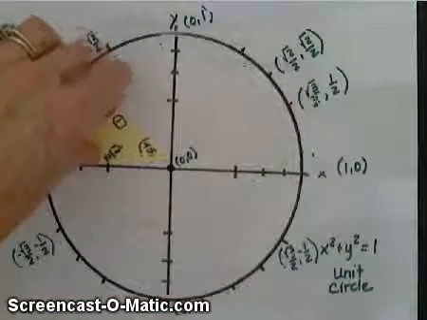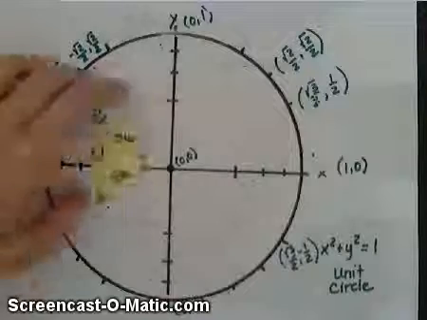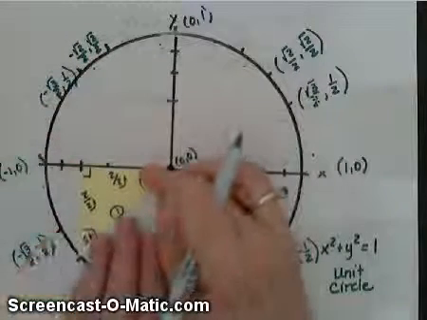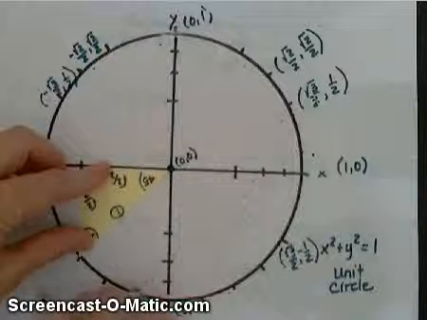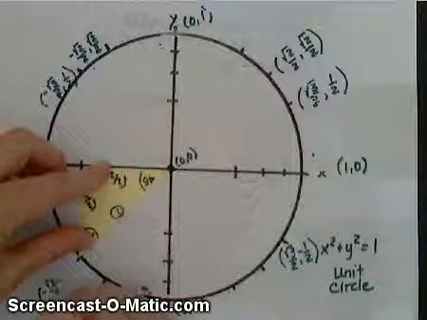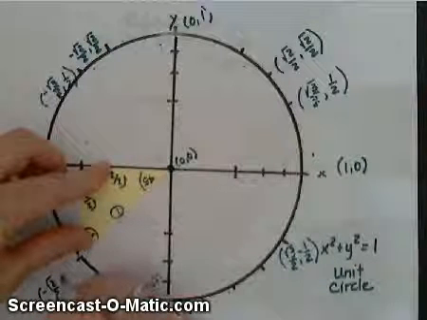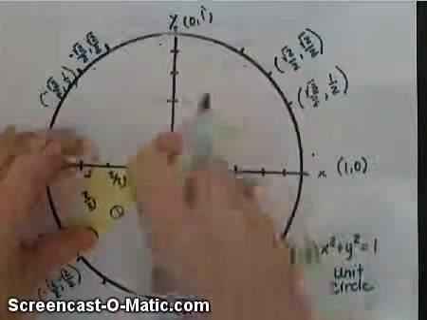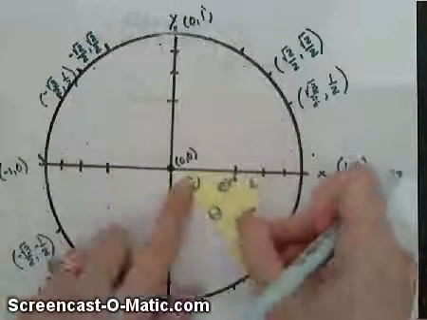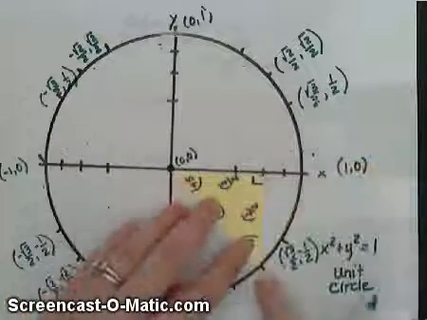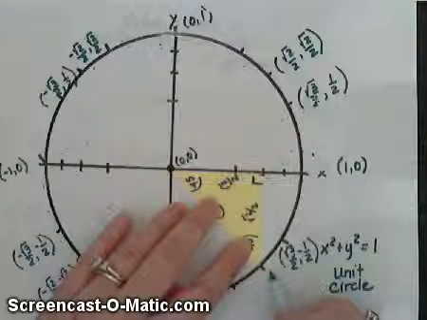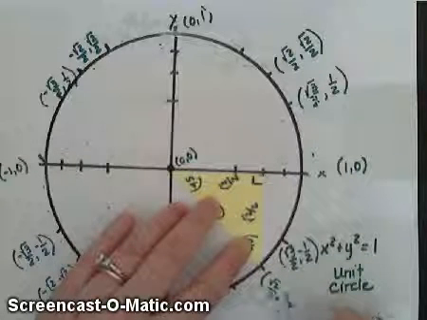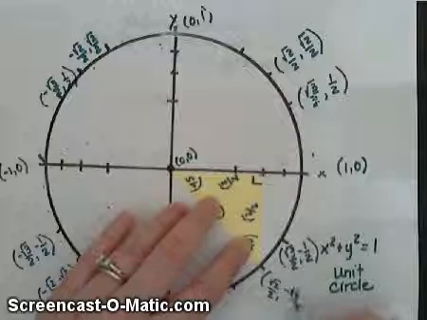If I flip the 45 this way, like this, the coordinate of this point would be negative square root of 2 over 2, negative square root of 2 over 2. And if I flip the 45 this way, in this fourth quadrant, it comes to this point right here, and that would be square root of 2 over 2, negative square root of 2 over 2.